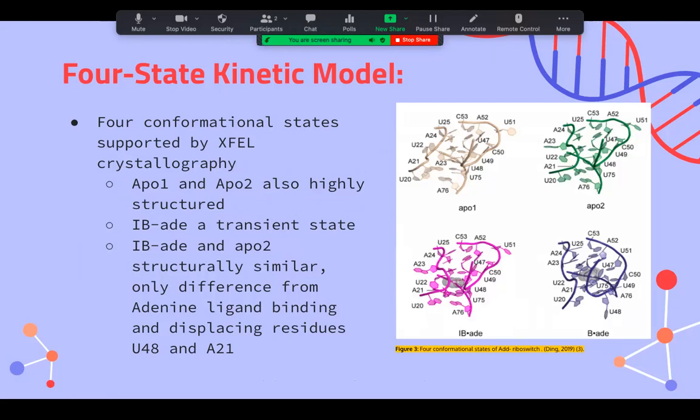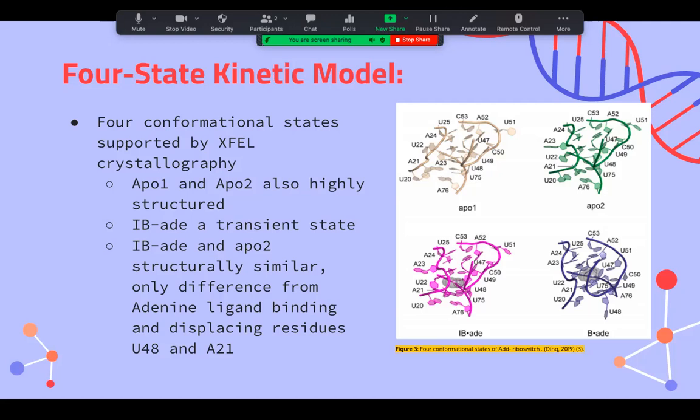So our researchers, through XFEL, which is X-ray free electron laser crystallography, through the data that was procured, have established that what seems to be the most likely solution is a four-state kinetic model. It's a bit of both of the previous theories, a bit of a combination of the two. As you can see from the figure, you have the APO1 and APO2 states. Both of these states exist when there is no presence of the ligand that binds, the adenine ligand. However, there is an exchange between the two.